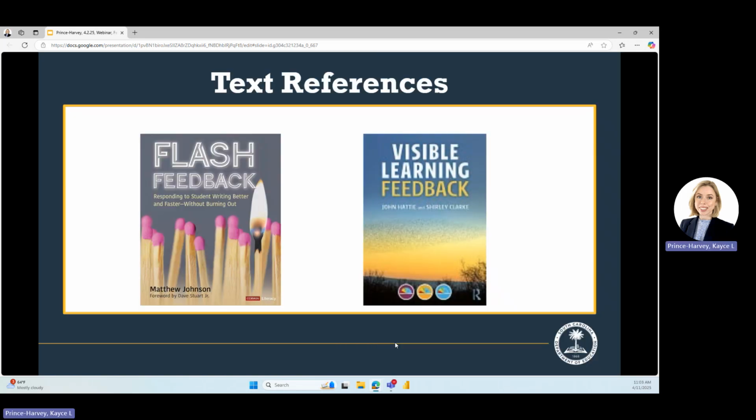Additionally, throughout today's session, I'll be referencing information from 2 main texts, which I have included on the screen. So as we dive into feedback and strategies for giving and receiving effective feedback, you will see references to these 2 texts.